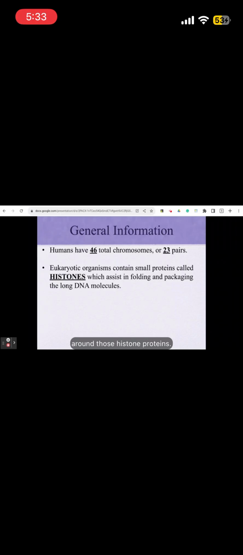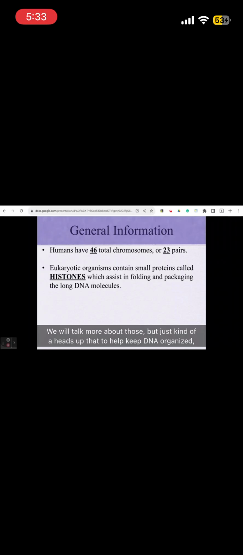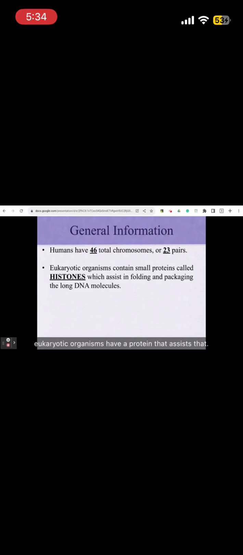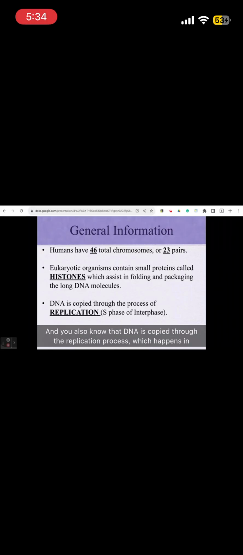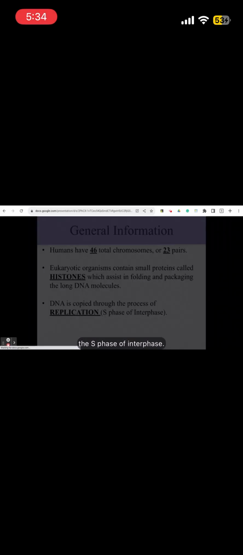So the histones assist in helping that DNA from getting tangled up, and it kind of winds around those histone proteins. We will talk more about those, but just kind of a heads up that to help keep DNA organized, eukaryotic organisms have a protein that assists that. And you also know that DNA is copied through the replication process, which happens in the S phase of interphase.